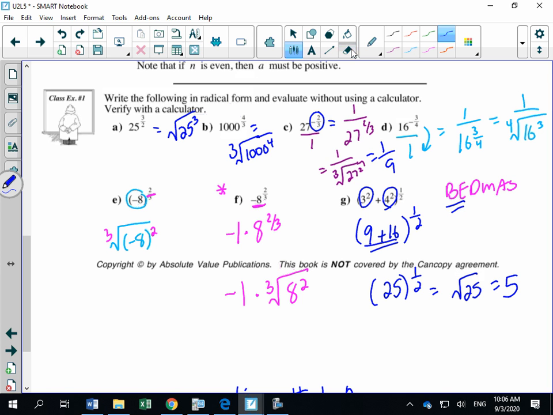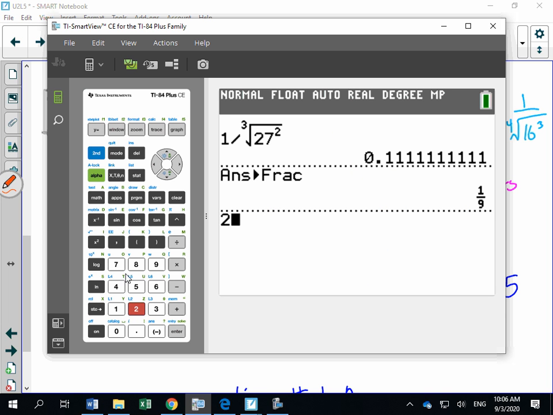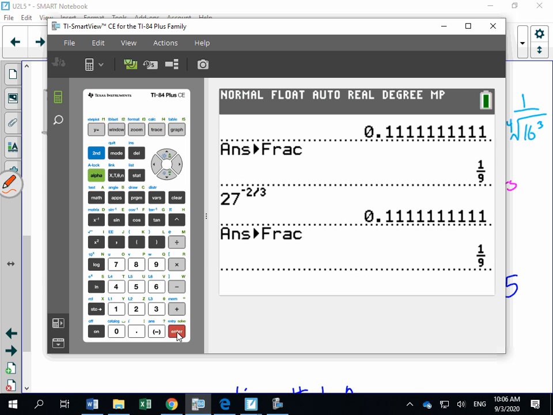I'm going to show you something that hopefully will make sense. Watch what happens if on my calculator I type in what they originally gave me. So let's type in 27 to the negative 2/3. 27 power negative 2 divided by 3, and I get the exact same answer.